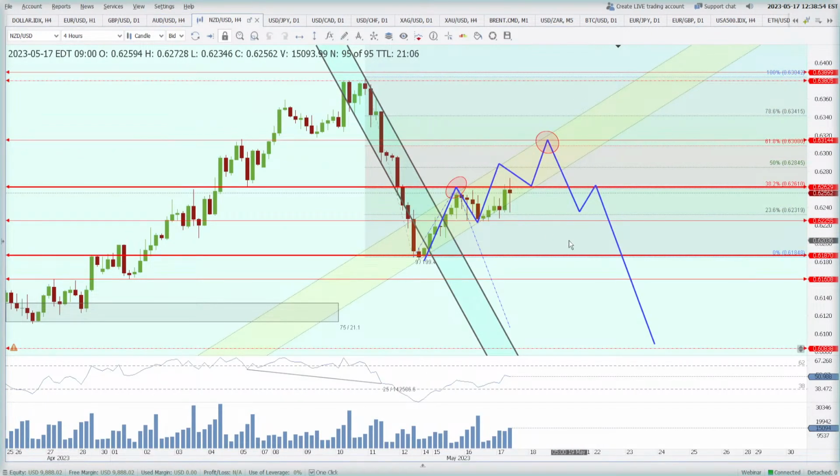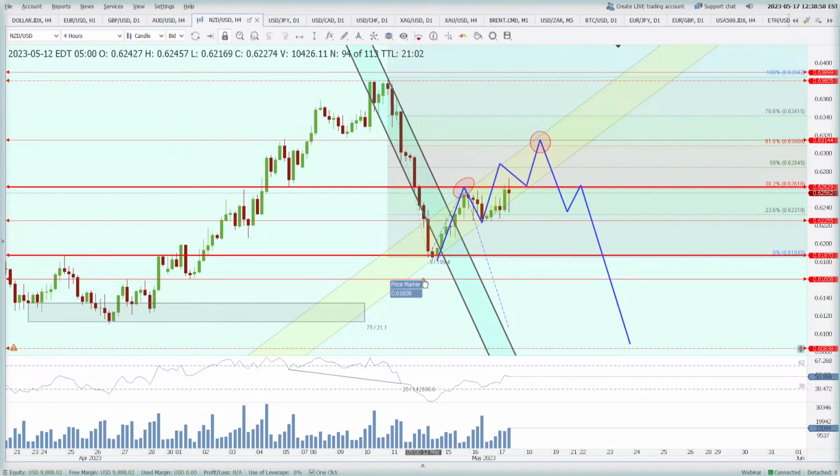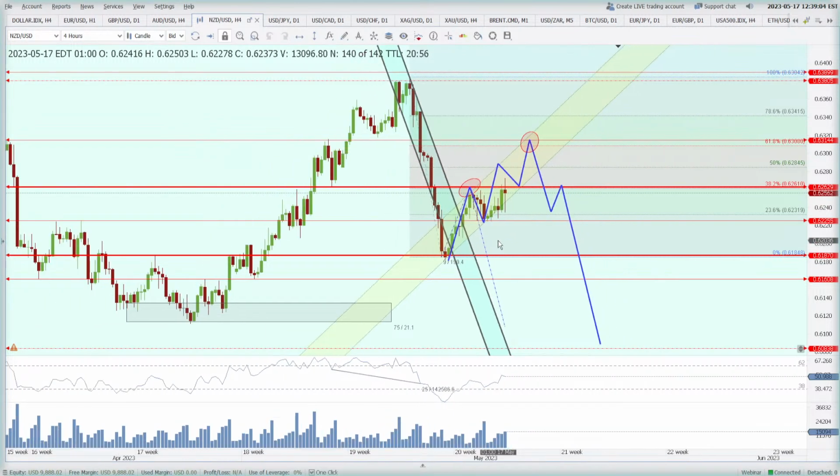Here on the New Zealand dollar, although this is a 4 hourly chart, on the 4 hour the bias is bullish. Till the time the price, I think, is trading now above 0.6225, the bias is bullish on the 4 hour.